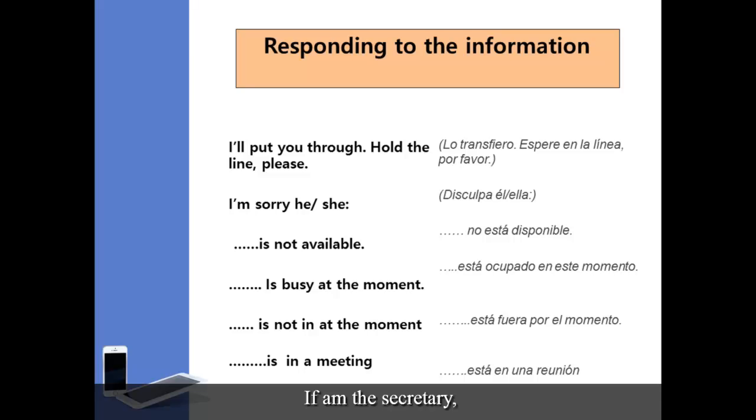Responding to the information. If I am the secretary, the receptionist, or the hostess, this is what I am going to say.